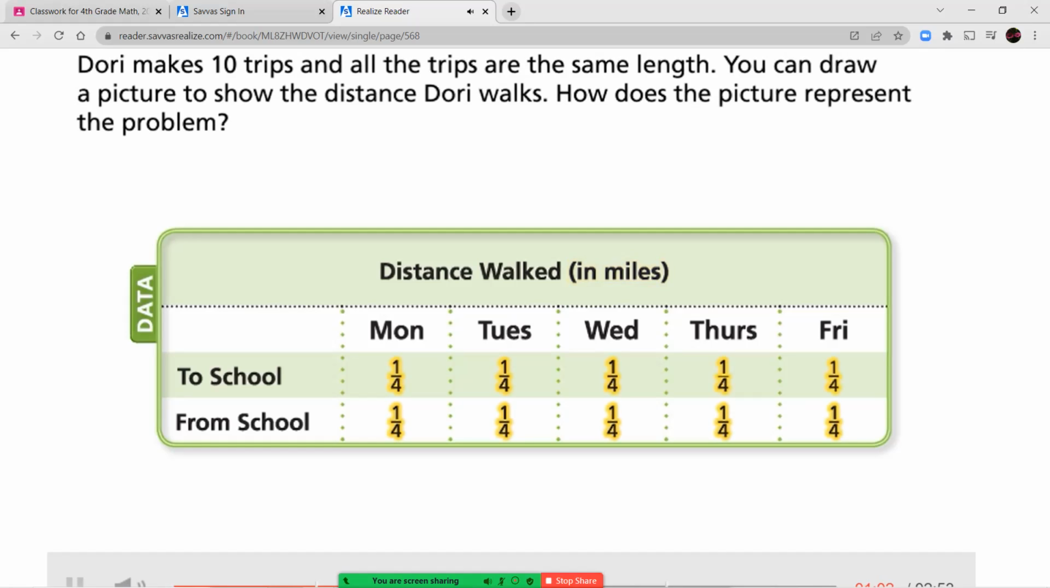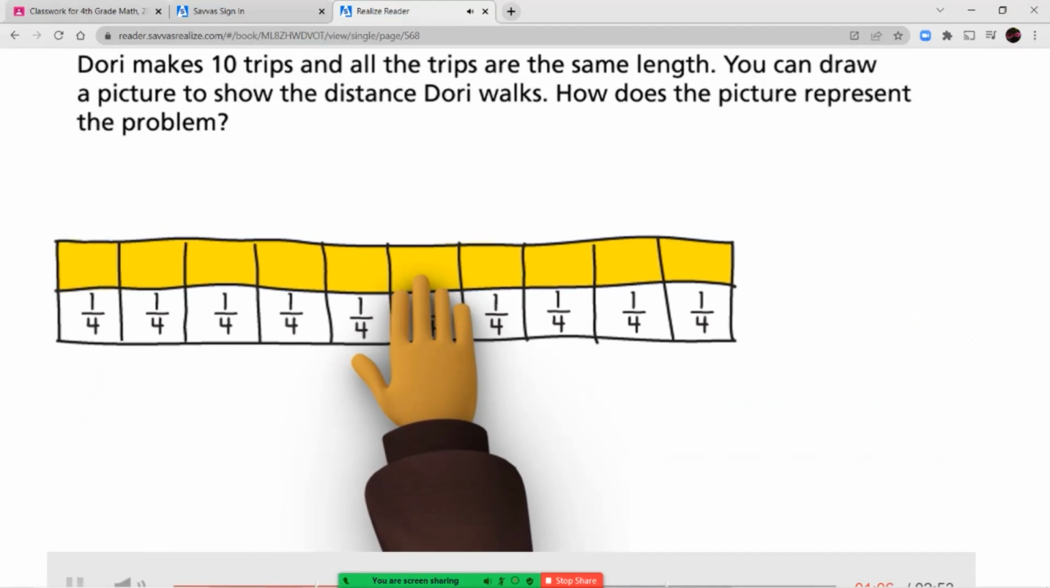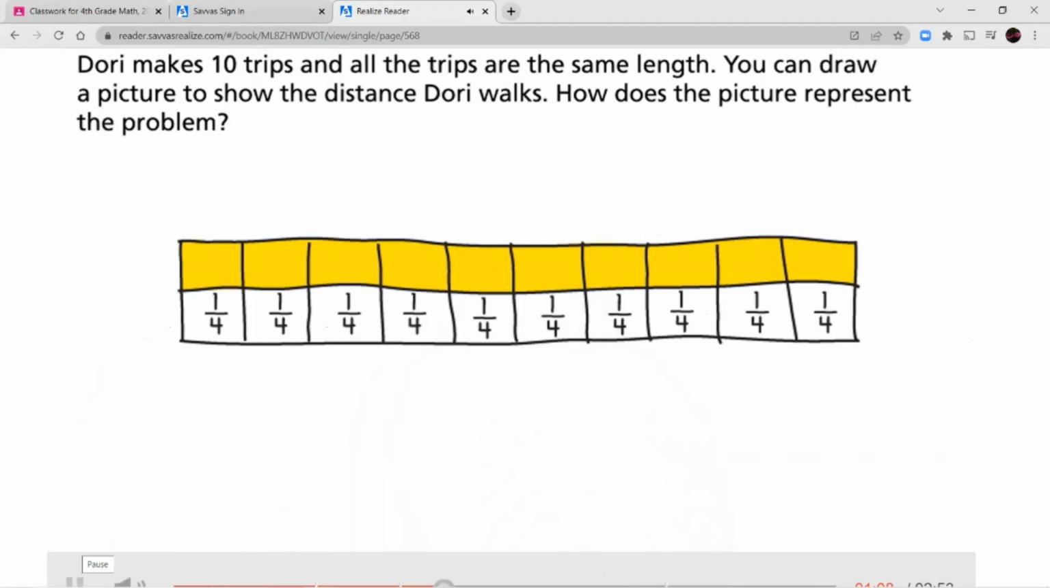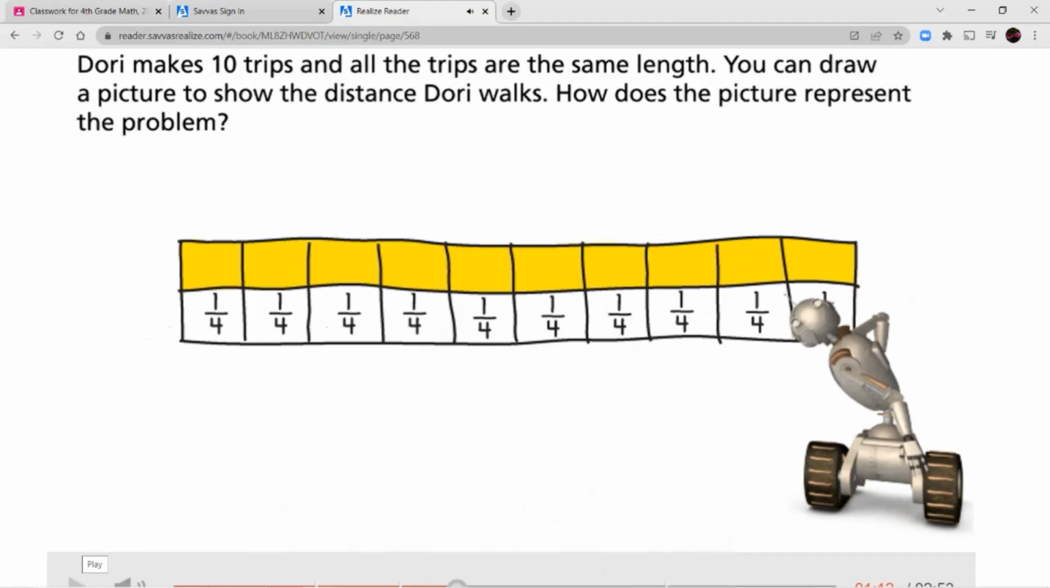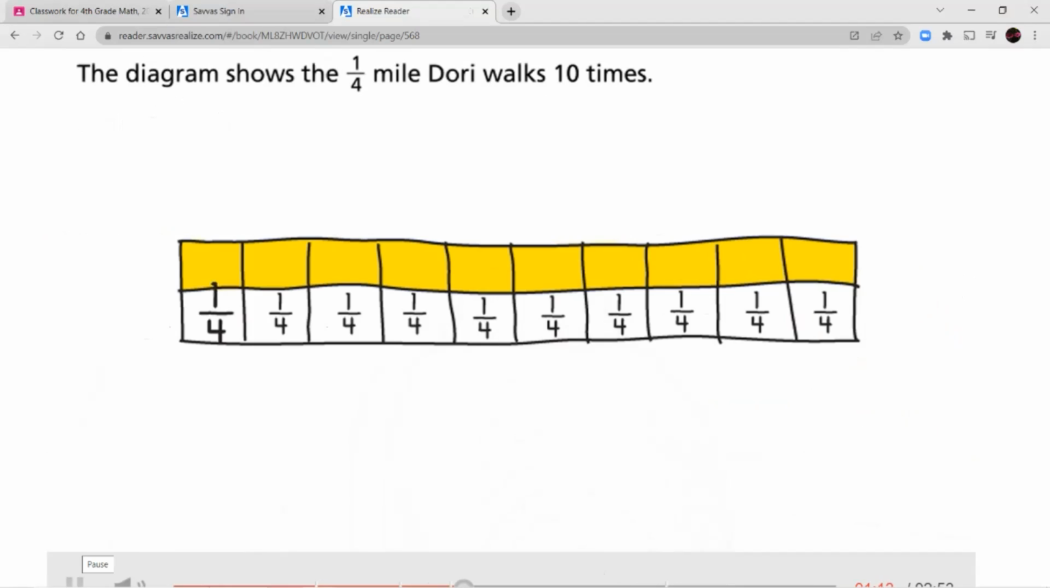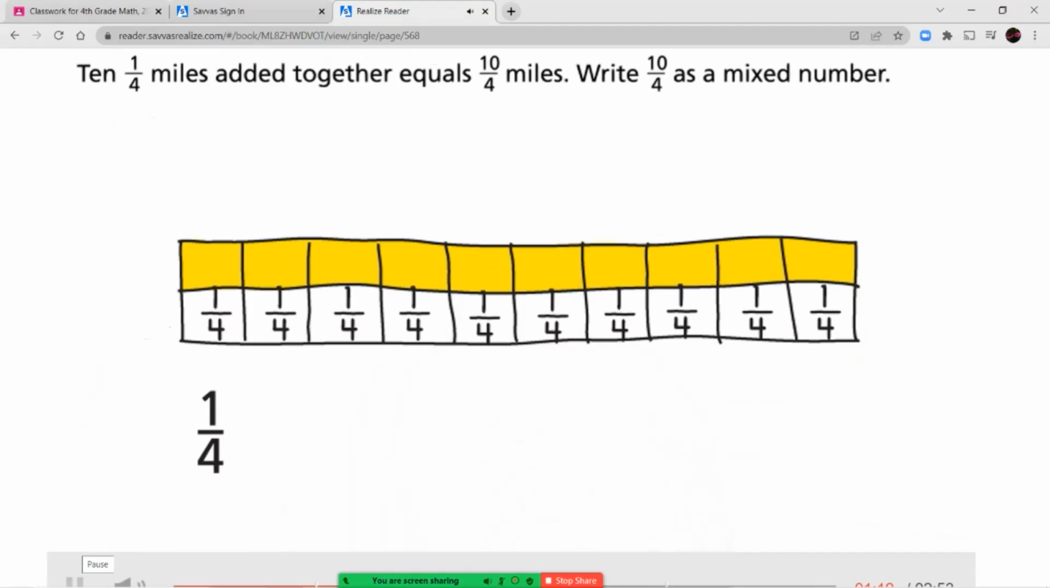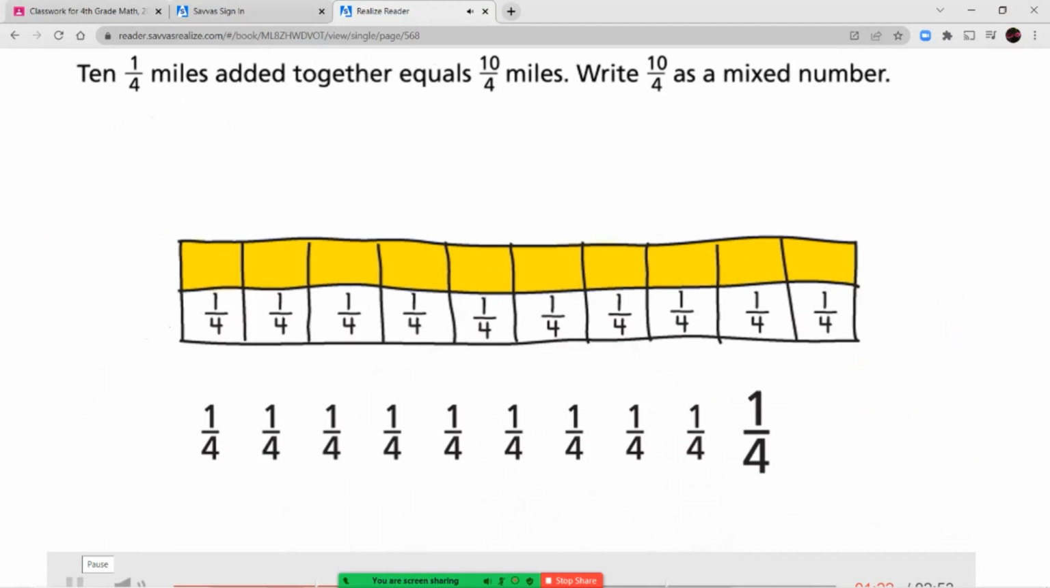Dory makes 10 trips, and all the trips are the same length. You can draw a picture to show the distance Dory walks. How does the picture represent the problem? The diagram shows the 1/4 mile Dory walks 10 times. 10 1/4 miles added together equals 10/4 miles.